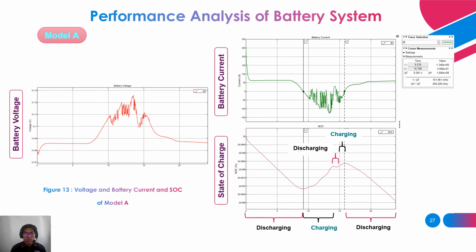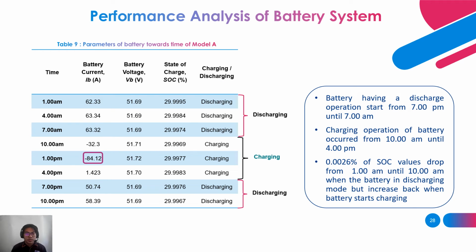Figure 13 shows the battery voltage, battery current and state of charge of model A. There are 5 phases for the state of charge, starting from discharging, charging, and discharging back due to the low irradiance at that time, and started charging back for about 30 minutes before discharging as the night time comes. The battery has a discharge operation from 7 pm until 7 am, while charging operation of the battery occurred from 10 am until 4 pm. The state of charge drops by 0.0026% from 1 am until 10 am when the battery is in discharging mode, but increases back when the battery starts charging.